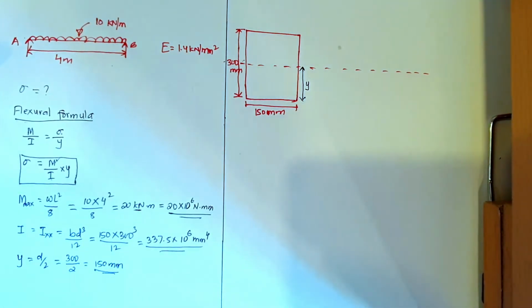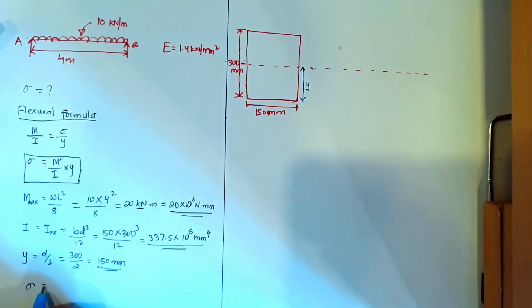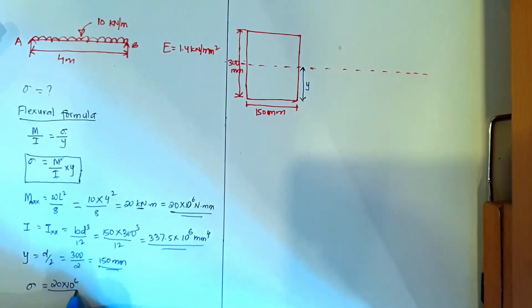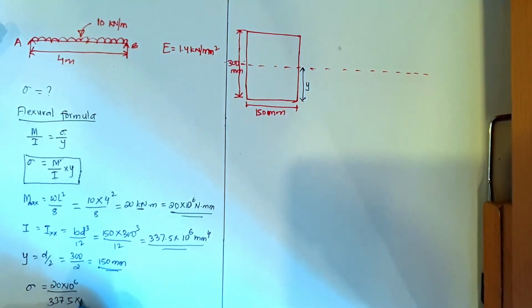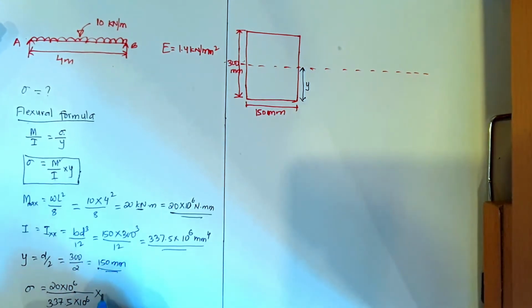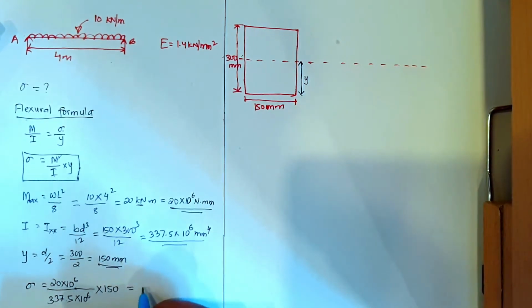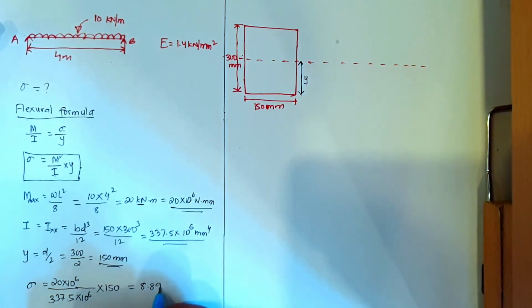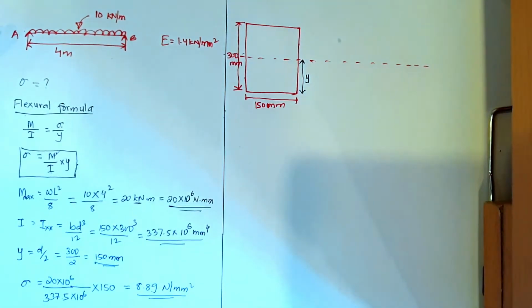Now you have all the values. Now let us put it in this equation and find stress. So stress will be equal to M is 20 into 10 raised to power 6 divided by I is 337.5 into 10 raised to power 6 into y is 150. So from here you will get stress equal to 8.89 Newton per mm square. So you have found the stress.